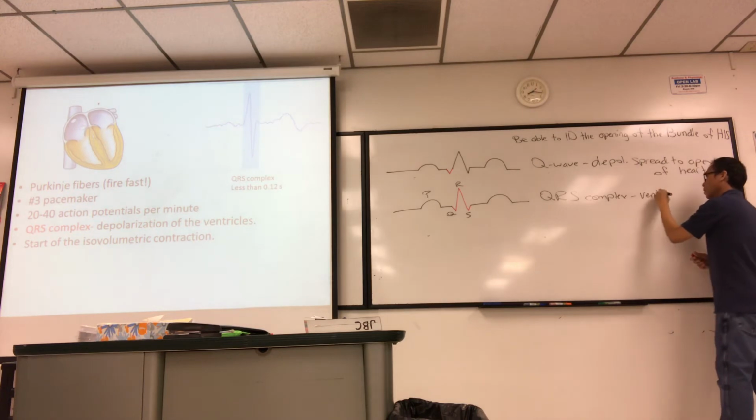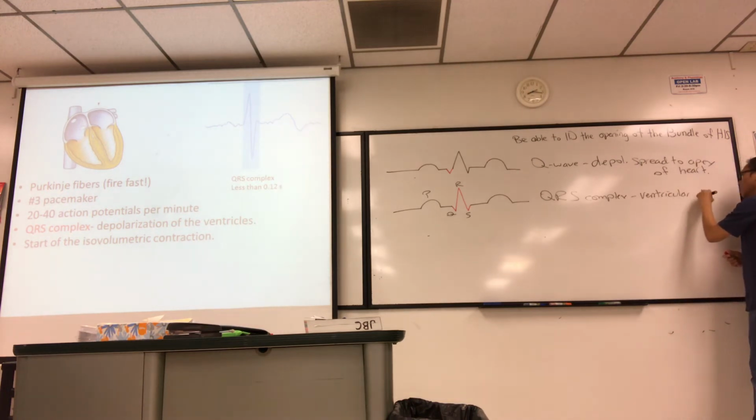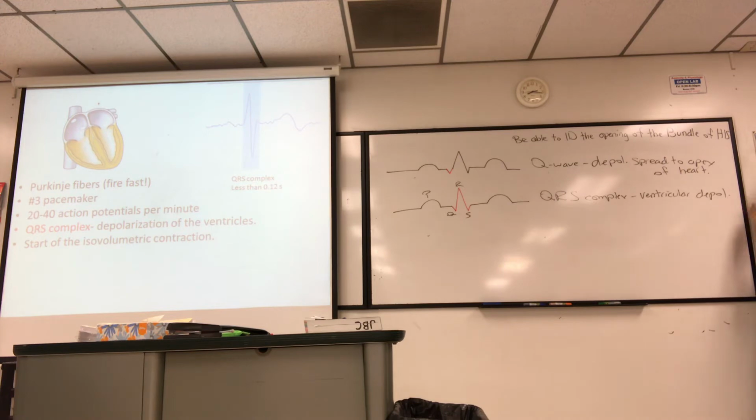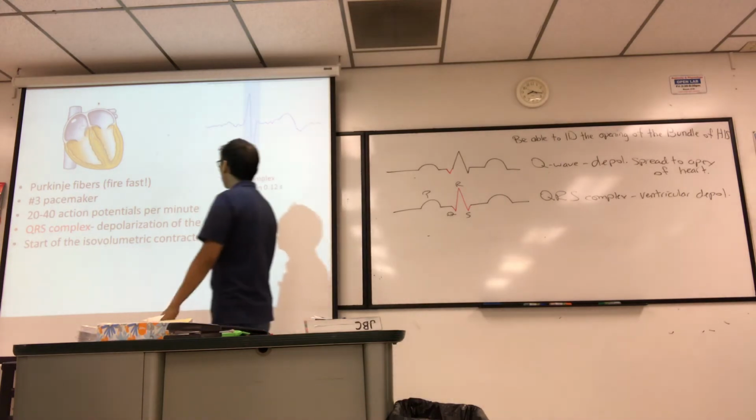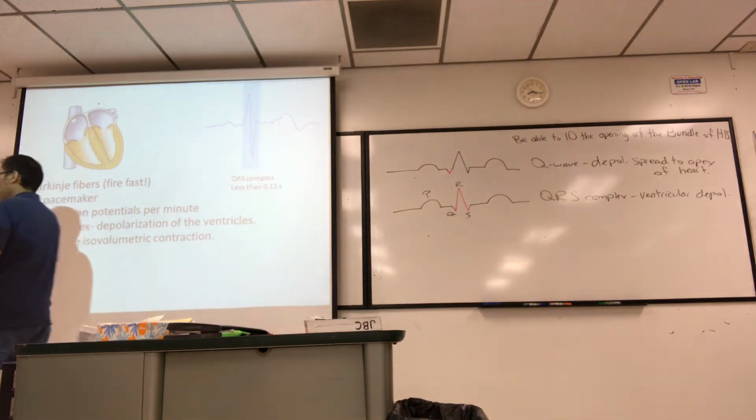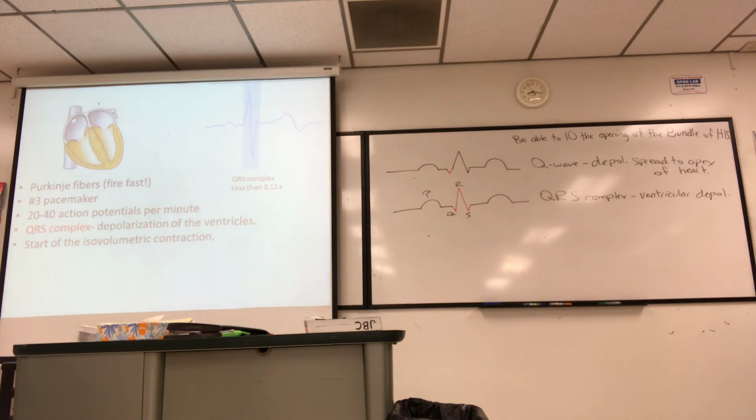It represents ventricular depolarization. I'll just write dipole for short. It's very quick, a very sharp spike, meaning it's very fast. And this is the Purkinje fibers kicking in here. Remember I said that it's your number 3 pacemaker. They can generate 20 to 40 action potentials per minute. I guess you'd use them in a 3rd degree heart block when the signal's not getting through from the atria down to the ventricles. Okay.